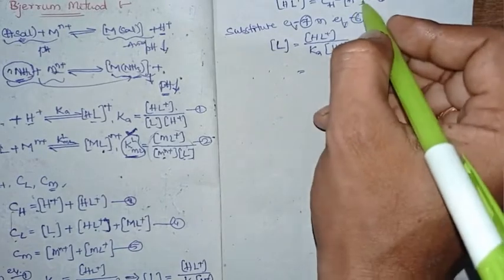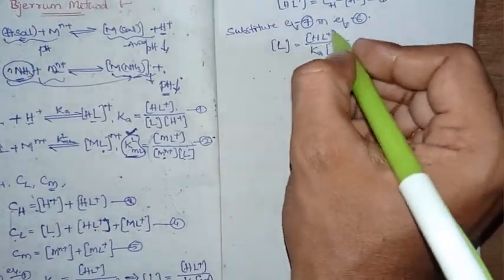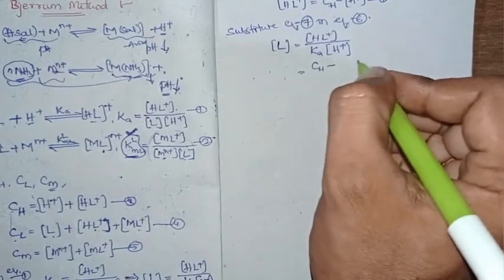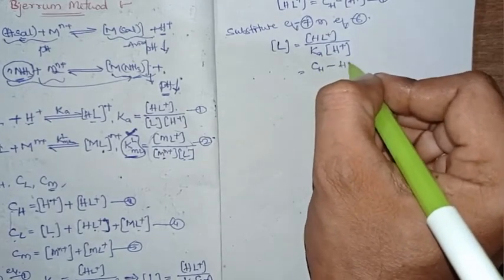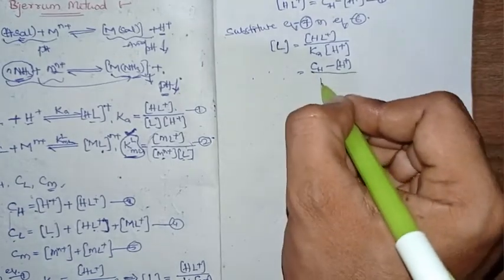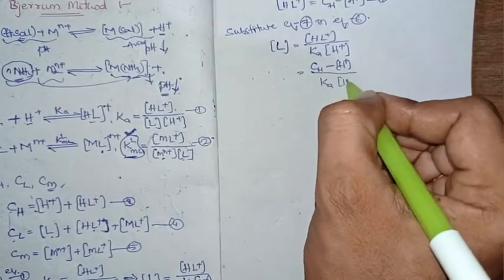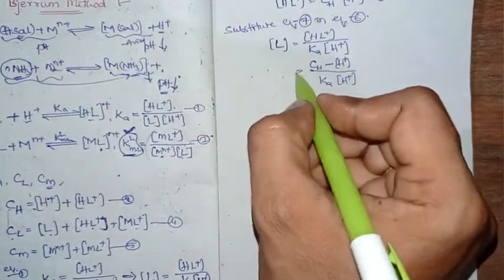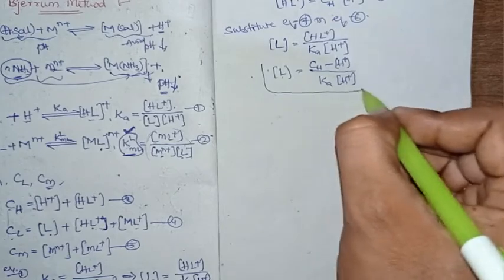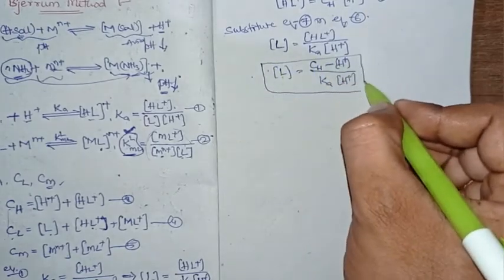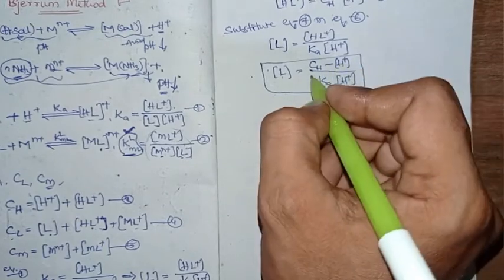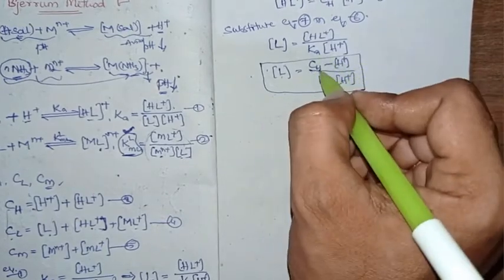Here, dropping in equation number 7, right? This could be equal to this, right? The total concentration of proton minus the remaining proton concentration, divided by Ka into the proton concentration, right? So here let's see what is here. The remaining ligand concentration is now in all known terms, right?